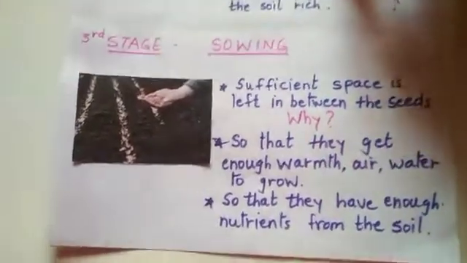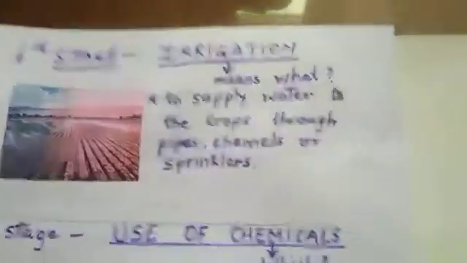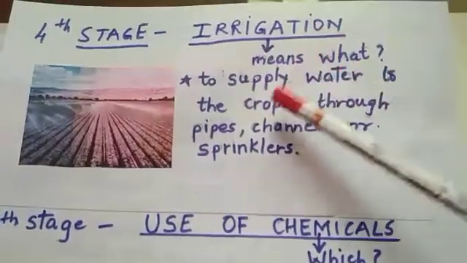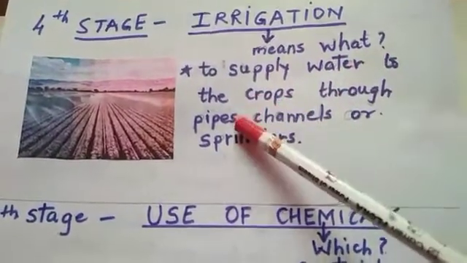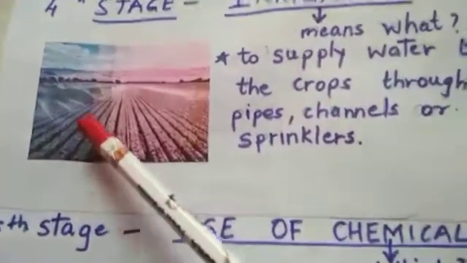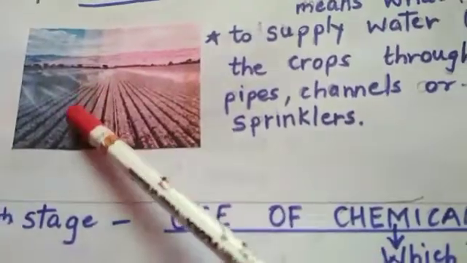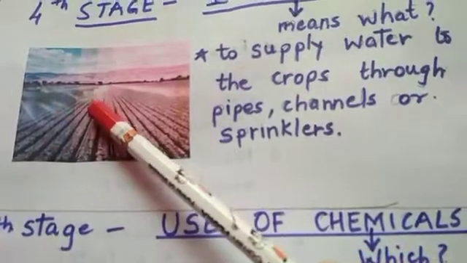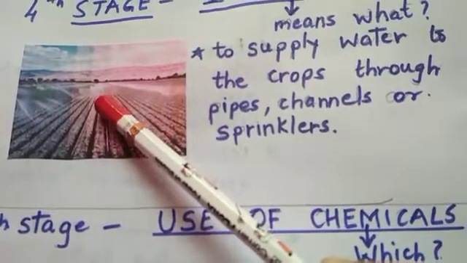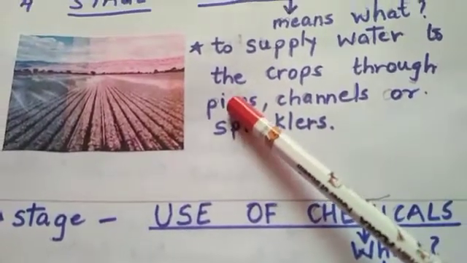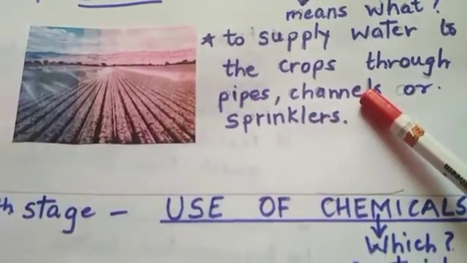Now we move on to the fourth stage. The fourth stage in stages of agriculture is irrigation. Now what is the meaning of irrigation? To supply water to the crops through pipes, channels or sprinklers. Now you can see in the picture, it is not very clear, but you can see the farm being irrigated with the help of sprinklers. Okay, here the picture is showing irrigation through sprinklers, but there are other methods also, by using pipes or by using channels.